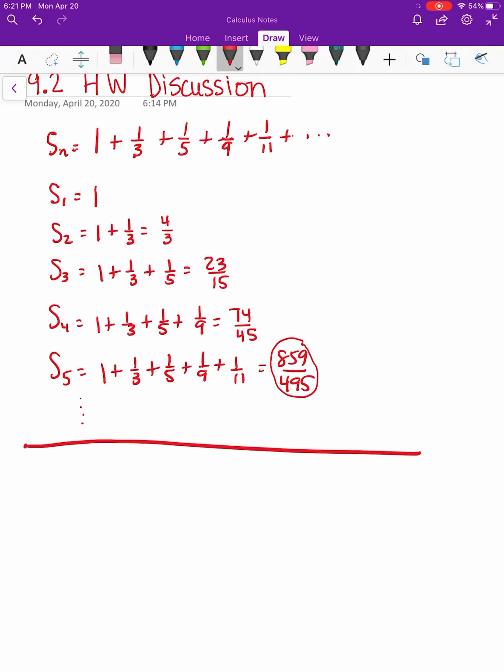But for problems 1 through 4, we are just having you practice doing partial sums, because this will be something that you're going to be using in later lessons.